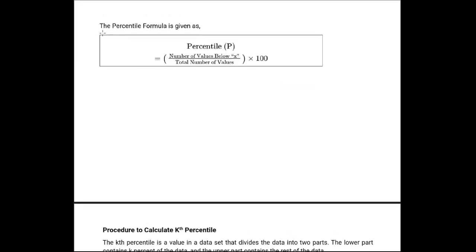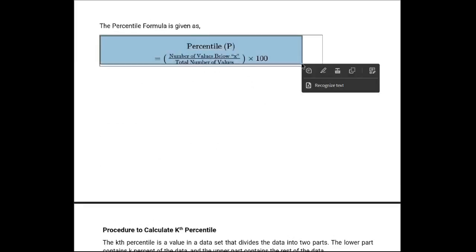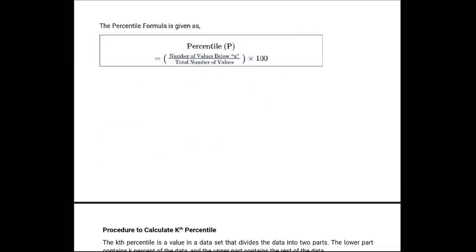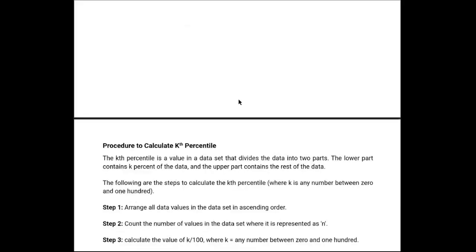The other formula for percentile is given by this, which is P is equal to number of values below X, where X is the certain value for which we are finding percentile, divided by total number of values in the data set multiplied by 100. This is the percentile formula.